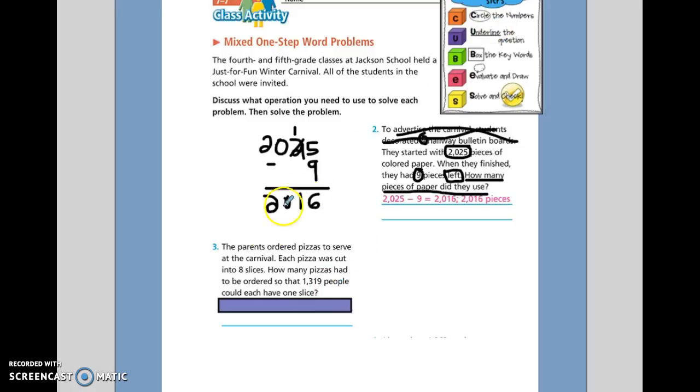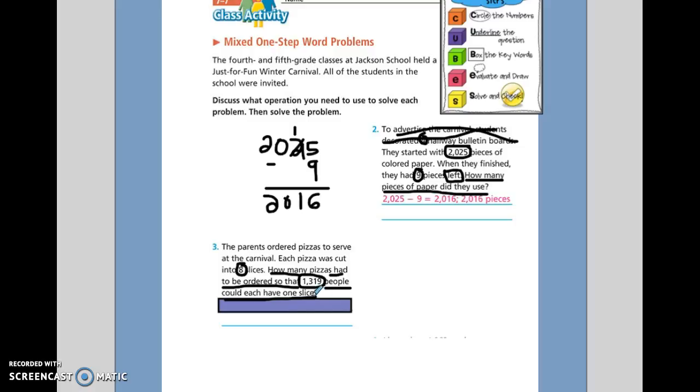So again, first thing I do is I circle my numbers. So I know that each pizza was cut into 8 slices, and I know that there was 1,319 people that ordered pizza. I'm going to underline the question. How many pizzas had to be ordered so that 1,319 people could each have one slice. All right, and then we're going to box any key words.